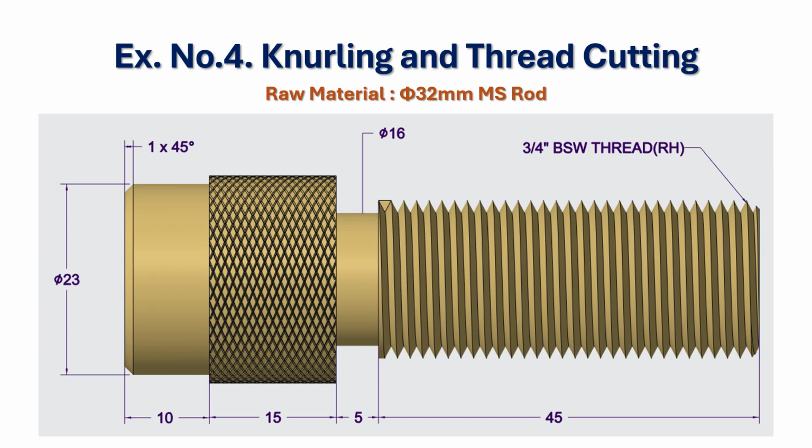The fourth exercise in Manufacturing Technology 2 practical is knurling and thread cutting. In this exercise, let's part model these features, knurling and threading, because these two are advanced features in solid modeling using PTC Creo.